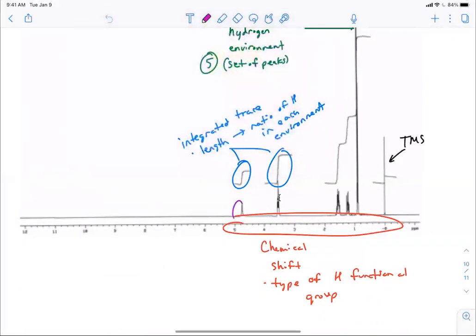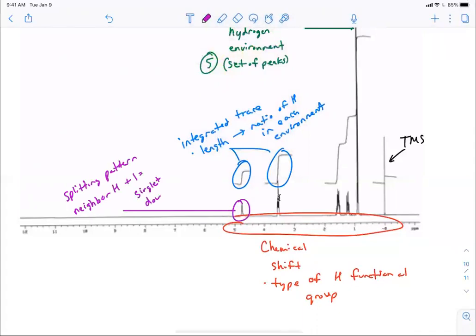And the last thing is a splitting pattern, okay? The way it's calculated is neighbor hydrogens plus 1. So however many neighboring hydrogens on neighboring carbons there are, that number plus 1 gives the splitting. So you could have a singlet where you have 0.